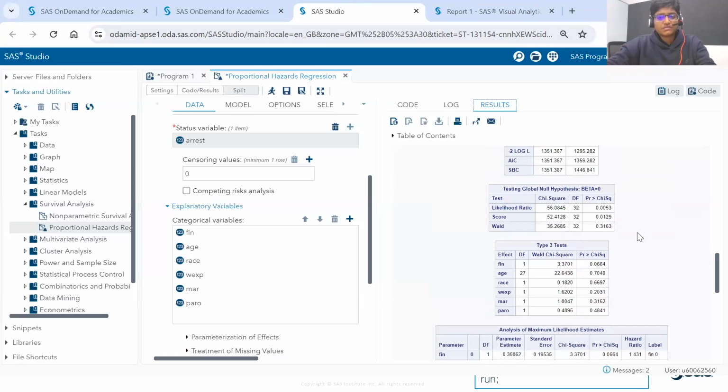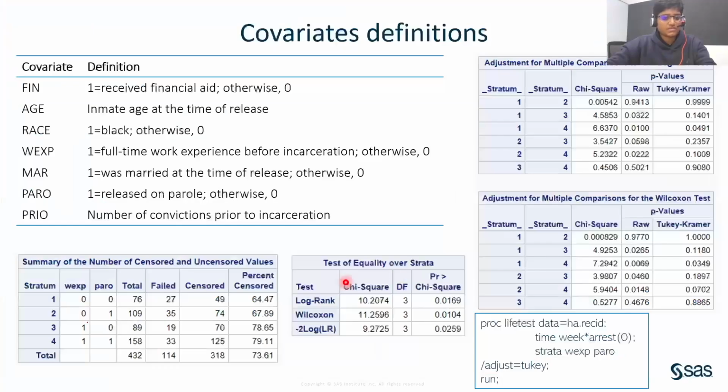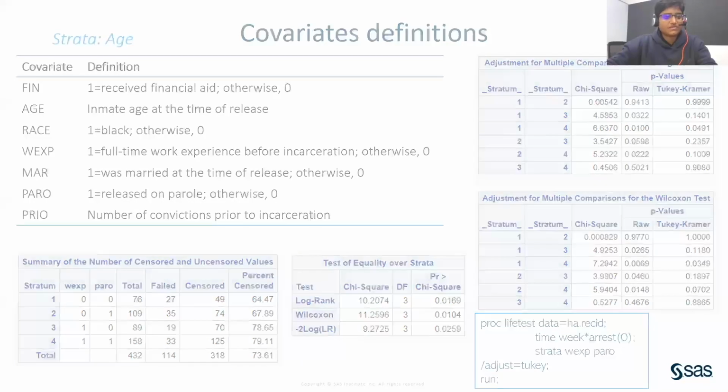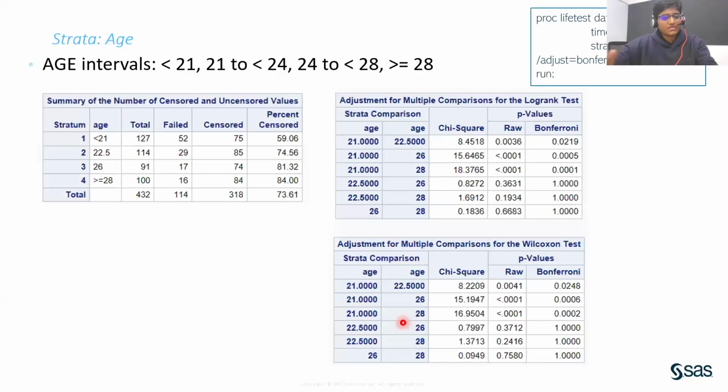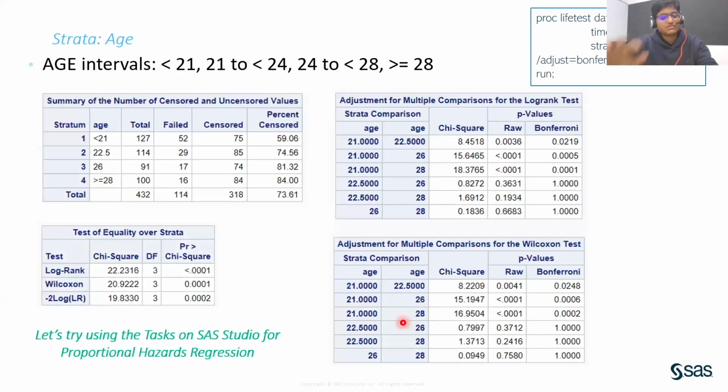Now, for obvious reasons, you would not want to use proportional hazards here, because the test of equality over the strata that we were looking at, for both the options in terms of work experience and parole release, as well as the next one relating to age, both of them have failed the analysis. So you would want to make adjustments for non-proportional hazards in this case. That would give you a much clearer analysis as compared to the effects that we are seeing right now from a proportional hazards regression approach.